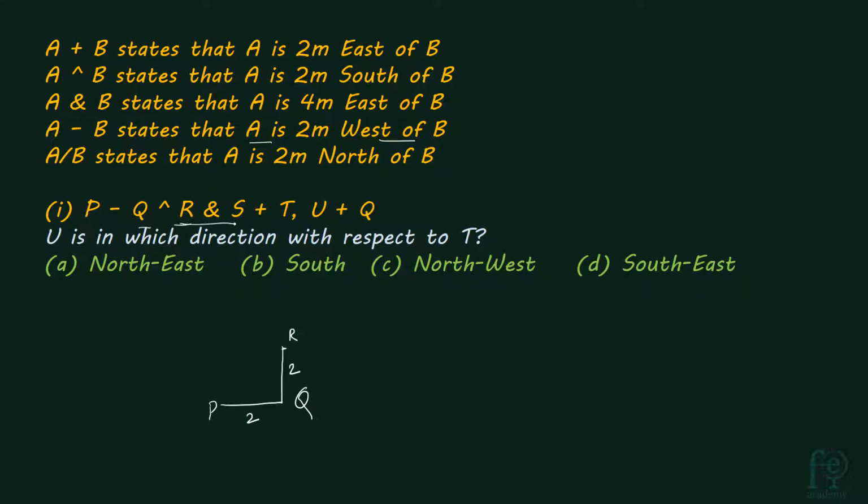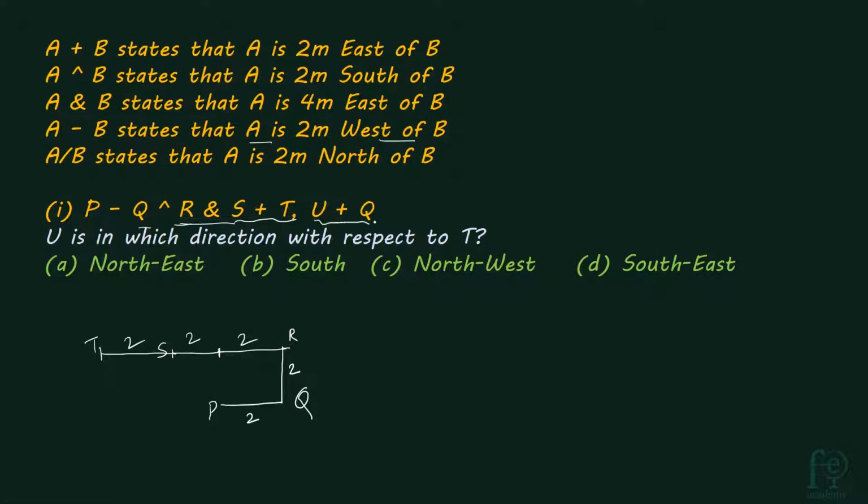Now R and S. You have to start from left and keep on considering two terms at a time. So R and S means R is 4 meter east of S. So S should come towards the west. So here it is 2 and again 2 meters. So S should come here. R is 4 meters east of S, so S will be 4 meters west of R. Now S plus T means S is 2 meters east of T. So again T should come towards the west and it is 2 meters distance from S.